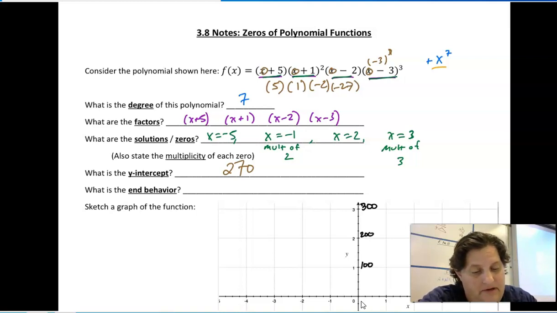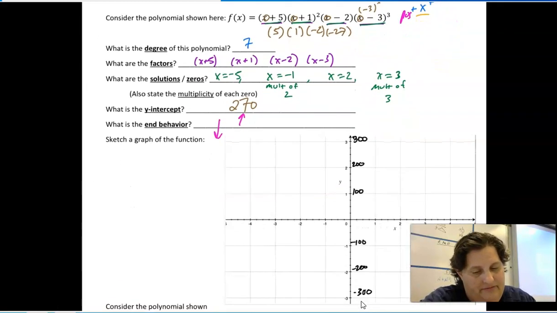End behavior is the arrows, right? We've talked about this. For this one, I have an odd degree, and it's positive. Odd positive, we know, goes down, up. So my arrows are down, up. Now we're going to sketch it with all that information.